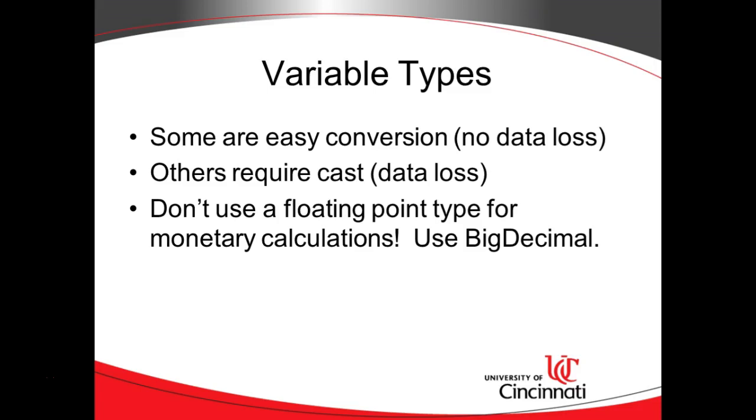Also, remember we do not want to use floating types for monetary calculations. Use BigDecimal. As a matter of fact, I shy away from floating point for other things where we have a decimal value, like GPS. Because with GPS, oftentimes the value after the decimal is important. So try not to use floating point for that. BigDecimal is a better choice.